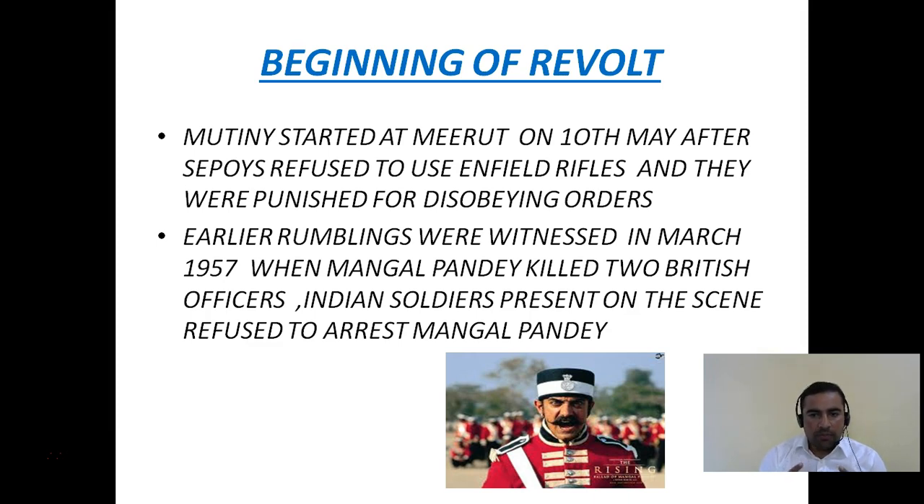Now, was it something that happened first? No, something had happened earlier. As I have mentioned here, earlier rumblings were witnessed in March 1857 when Mangal Pandey, the famous movie Mangal Pandey, you remember it, Aamir Khan played the role. Mangal Pandey killed two British officers, and the Indian soldiers present on the scene refused to arrest him. They refused to obey the orders of their seniors. The unit was disbanded. So the mutiny, though it started at Meerut, had something earlier happen too.